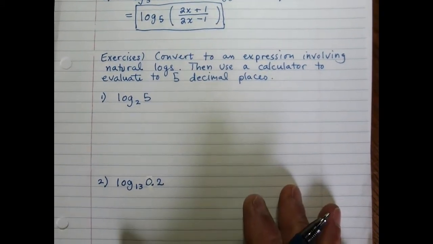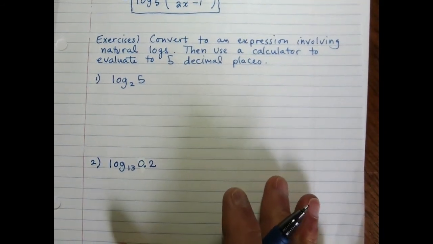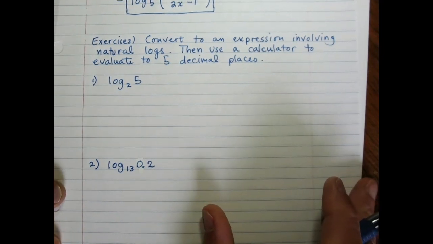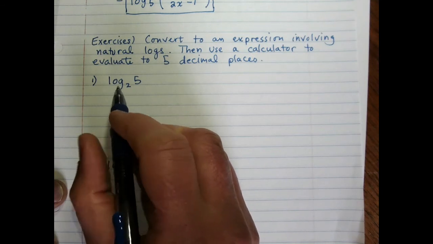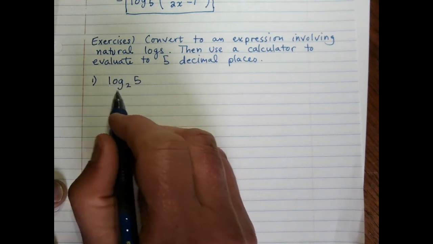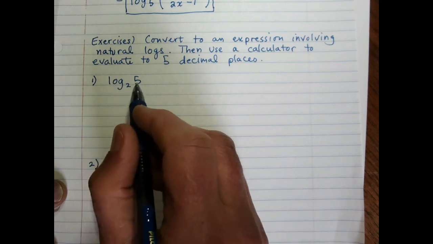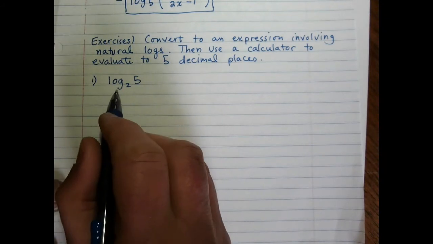All right, so this has been a long video, but we're going to do a little calculator exercise just to finish up. And this is a really important kind of exercise, where the goal is to find actual decimal values for log base 2 of 5. Let's just look at number 1 first of all, log base 2 of 5.